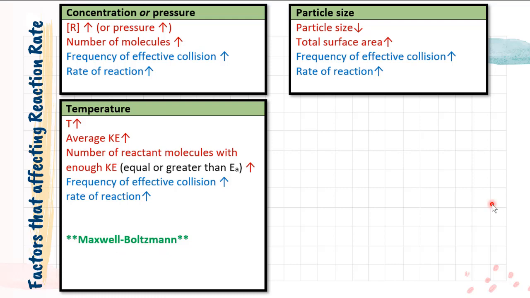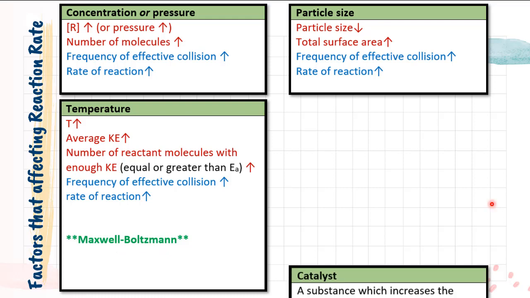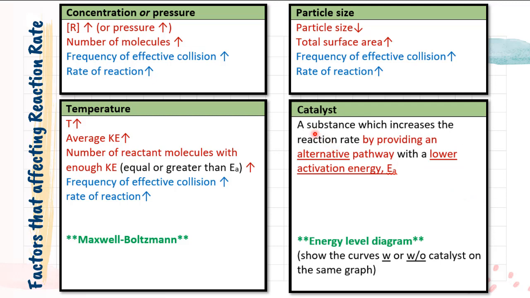The last factor that affects the reaction rate is the effect of catalyst. A catalyst is a substance which increases the reaction rate by providing an alternative pathway with a lower activation energy. So you have a lower energy required to produce a product. For the effect of catalyst, we will use the energy level diagram to show how a catalyst can increase the rate of reaction. So you need to show the curve with and without catalyst on the same graph.